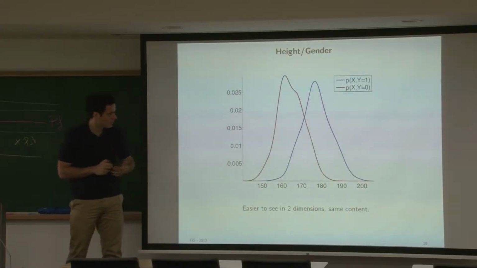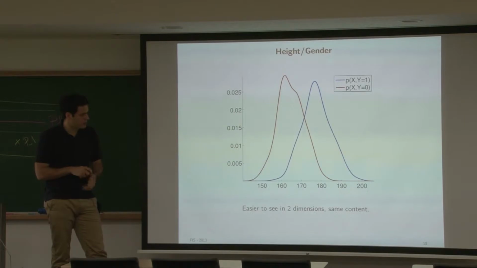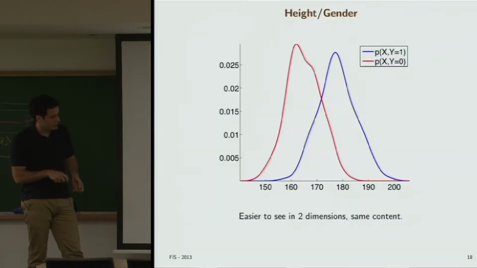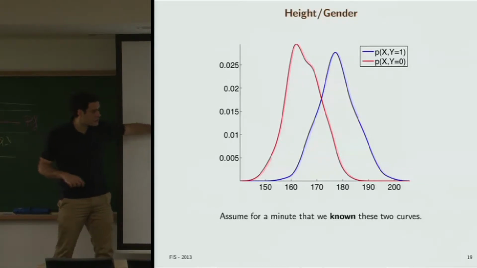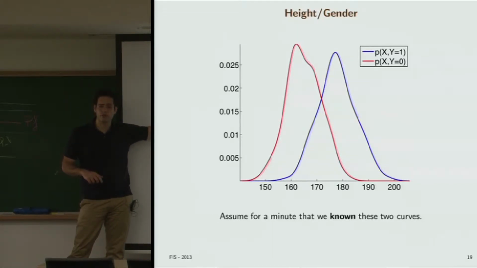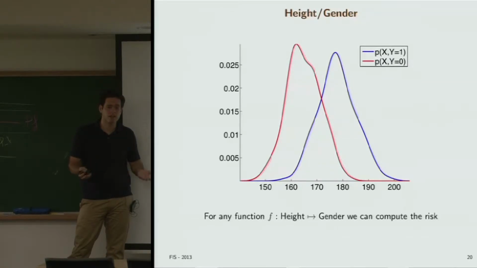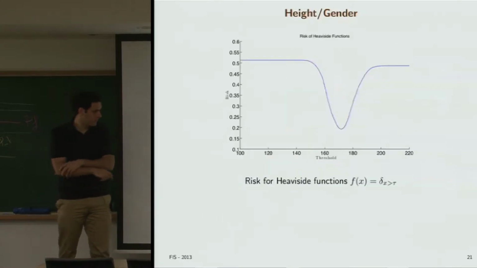So those are the densities just in 2 dimensions. Again, as I was telling you, for males, the probability extends up to 2.02 meters. Of course, there's a very small probability here above, and this is for females. So assume for a minute that we have access to these curves. Those are the real probabilities. If we have access to those curves, we can compute the risk, the true risk of any function, any predictor. So here is what I did.